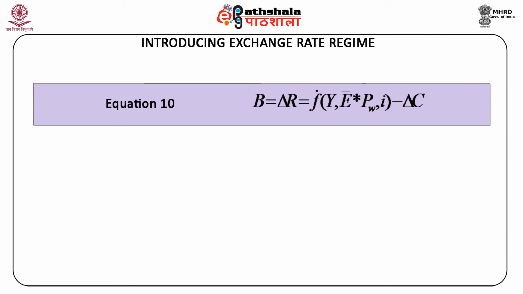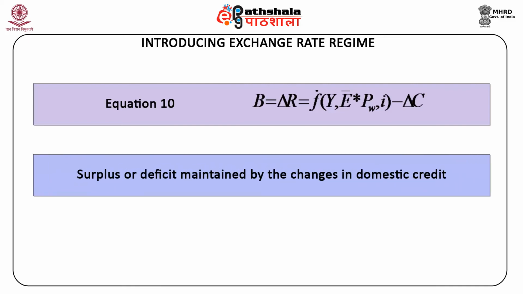B = ΔR = F(Y, E × PW, I) - ΔC. Since output is given at the full employment level, or YF, the interest rate is given at the world interest rate, or I star, the exchange rate is fixed, and the world price level is fixed at PW. Effectively, the demand for nominal money balances appears to be given in the economy. Thus, any surplus or deficit in the balance of payment accounts will be maintained by the changes in the domestic credit.